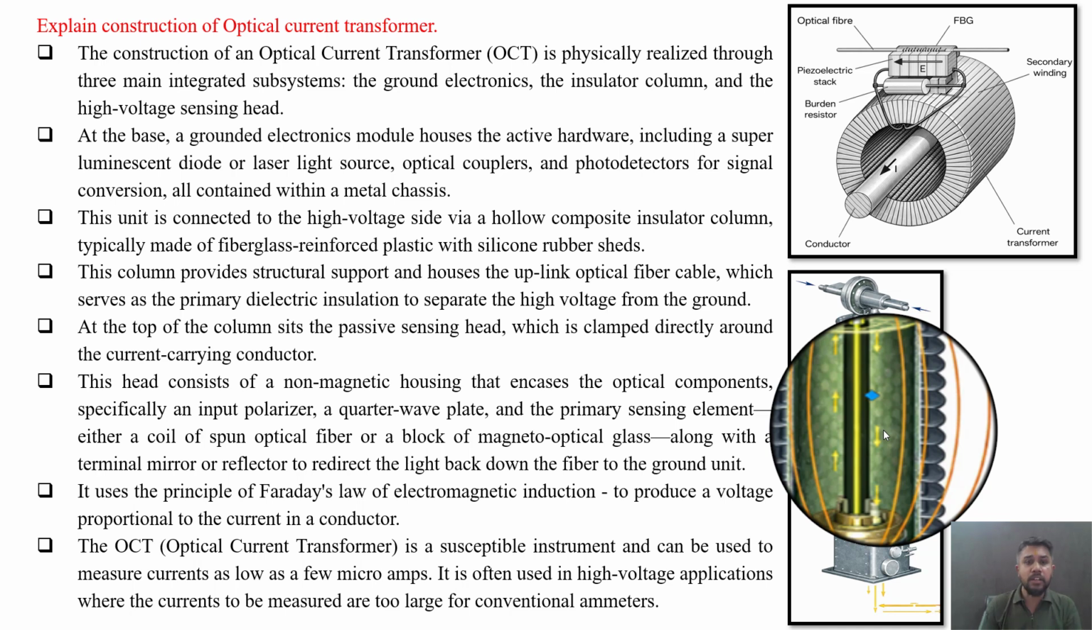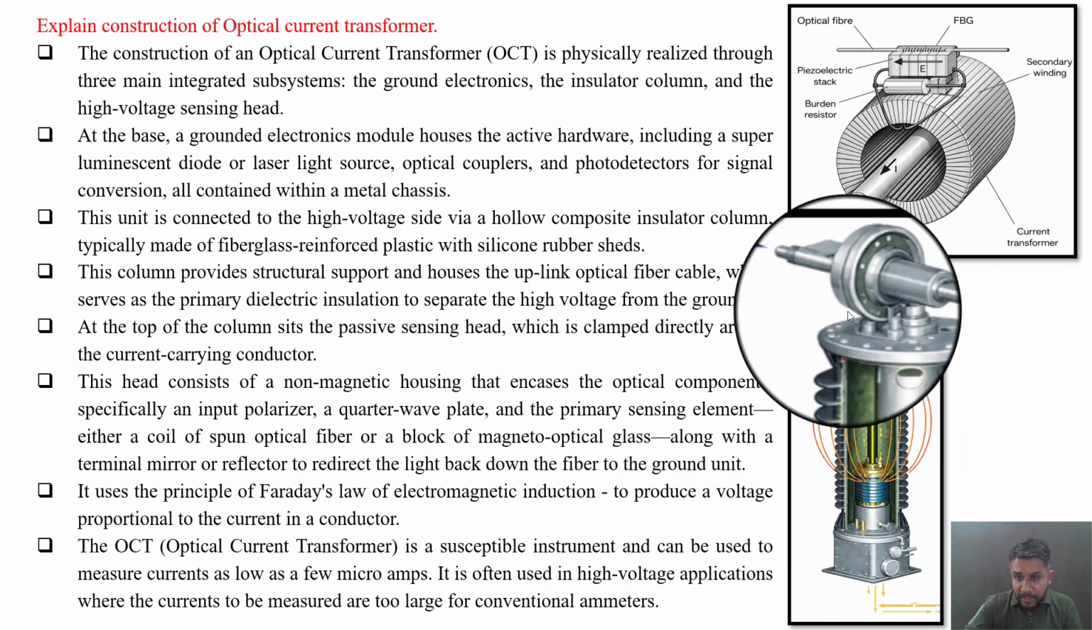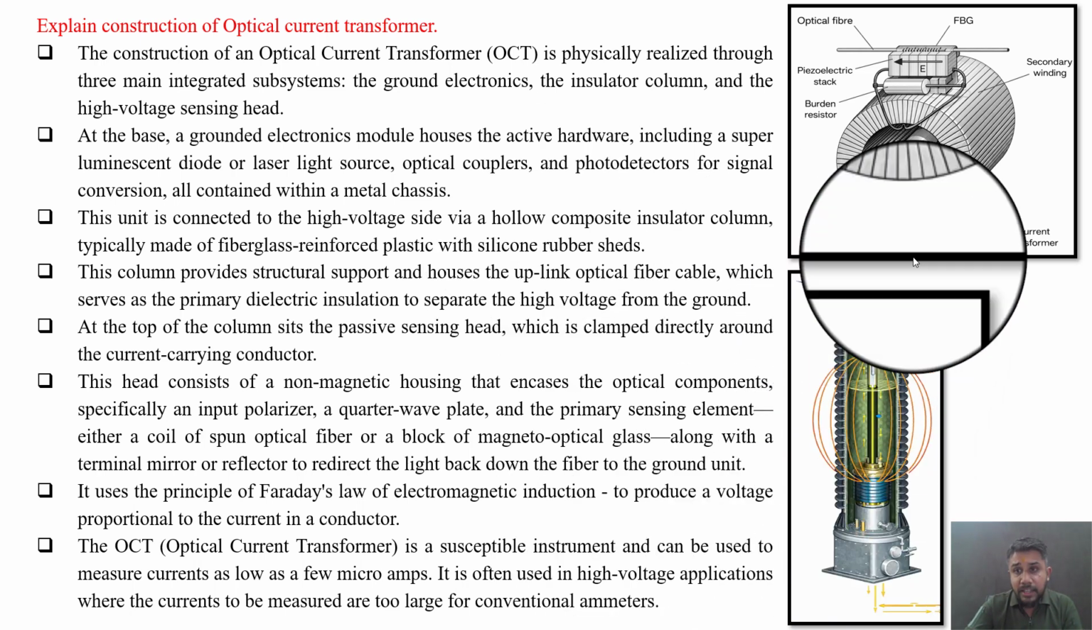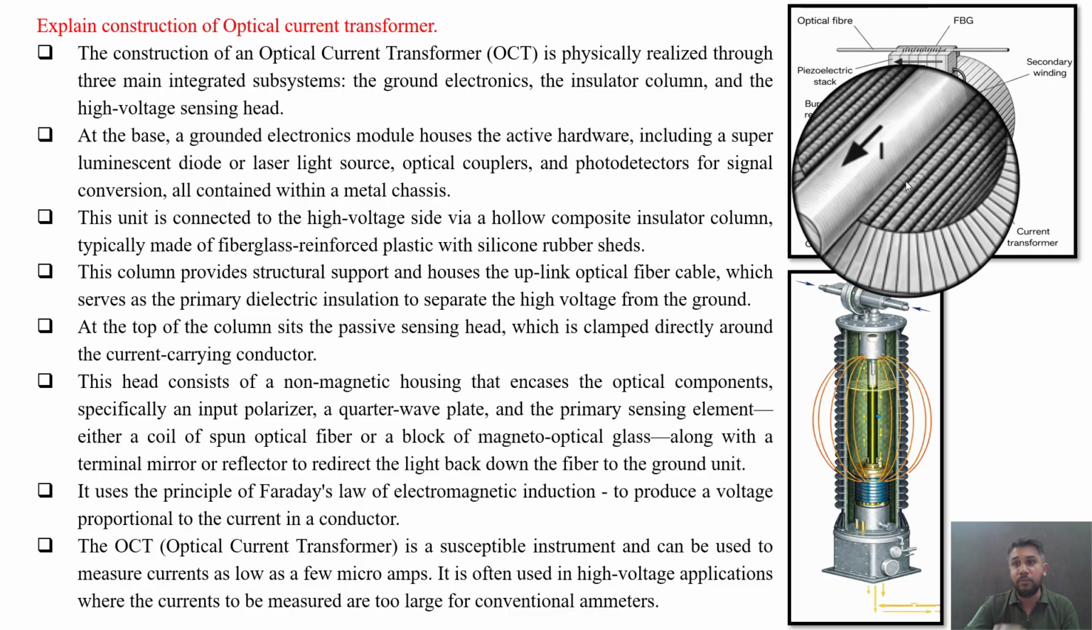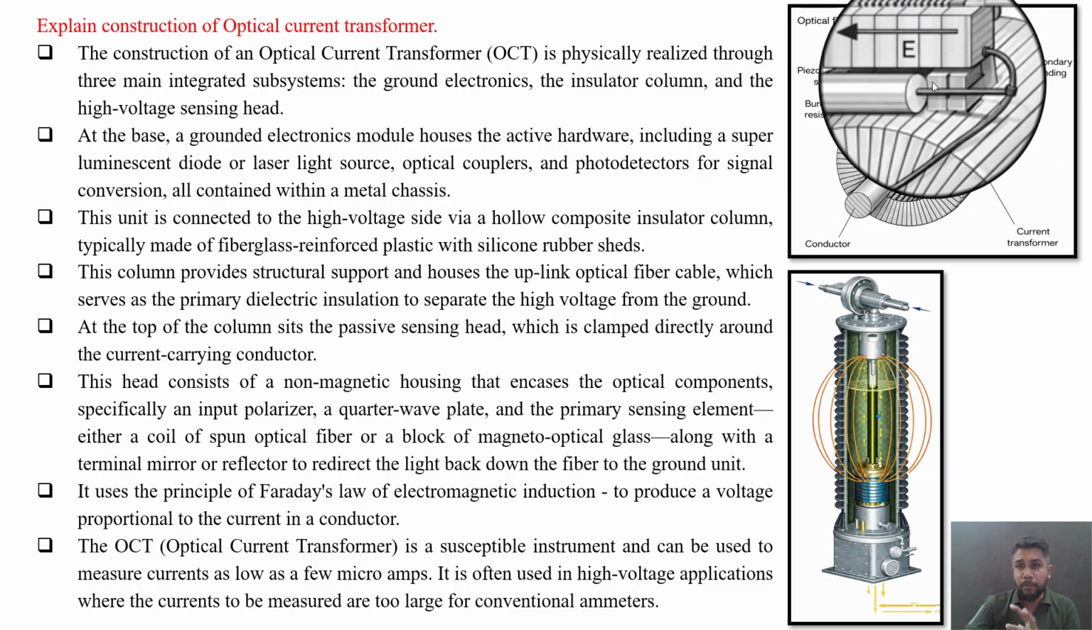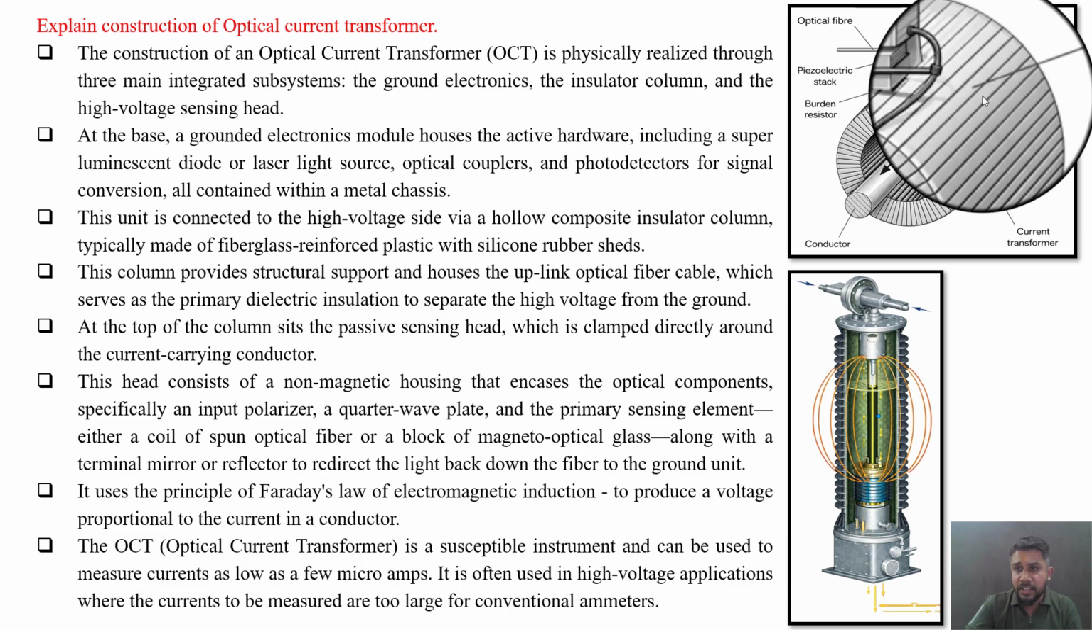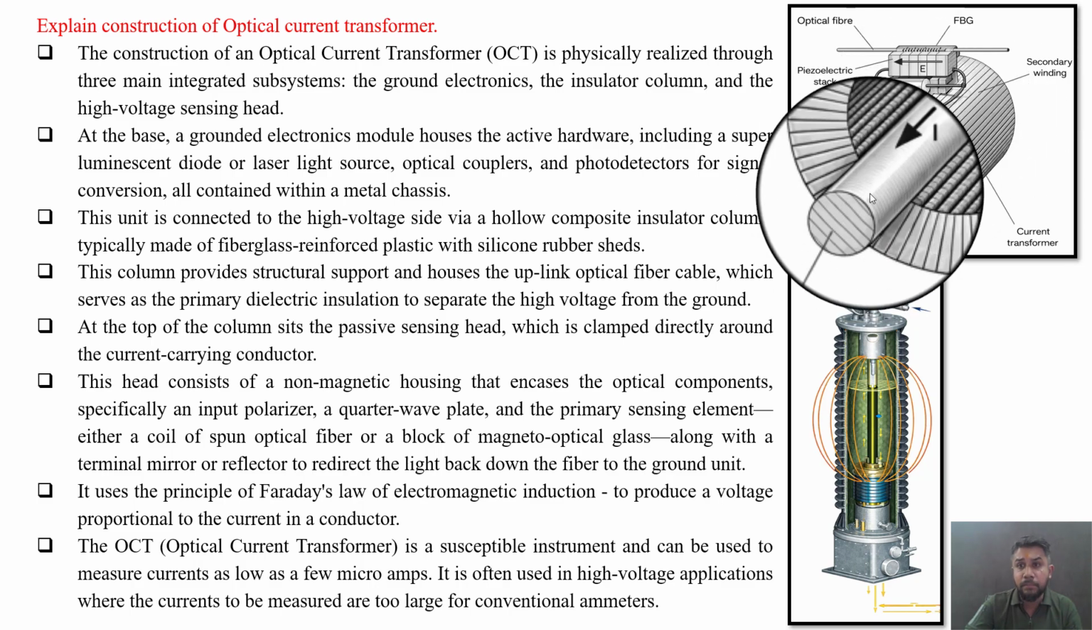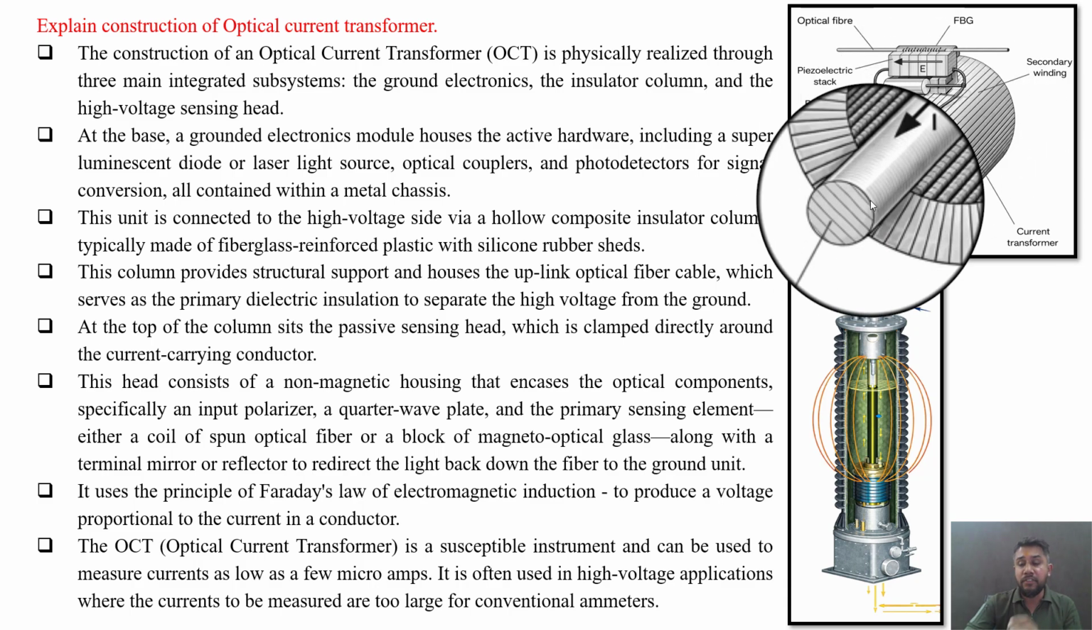At the top of the column sits the passive sensing head here. This is the sensing head. You can visualize this now. So this is the upper portion, optical fiber cable is here. This is the secondary winding and this is the primary conductor from which the high voltage current is passing.